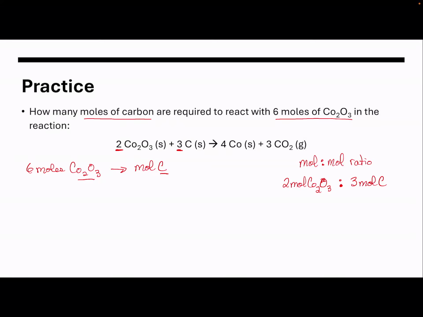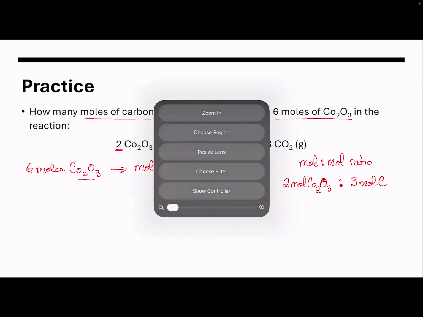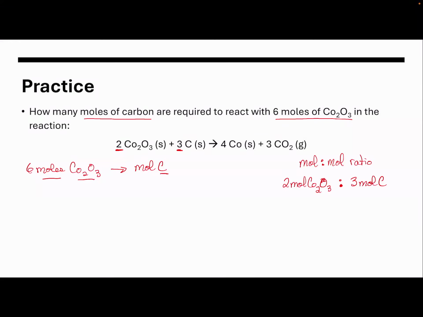The next thing I would typically look at is the unit that I was given. I was given moles. Great. I already have moles. I would look at the other unit I was given. Moles. Great. I already have moles, meaning the mole-to-mole ratio is the only conversion factor I'm going to need in order to accomplish this task.